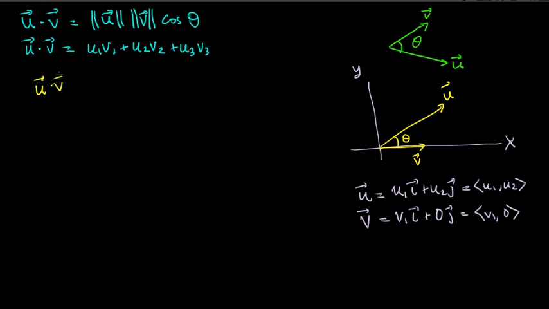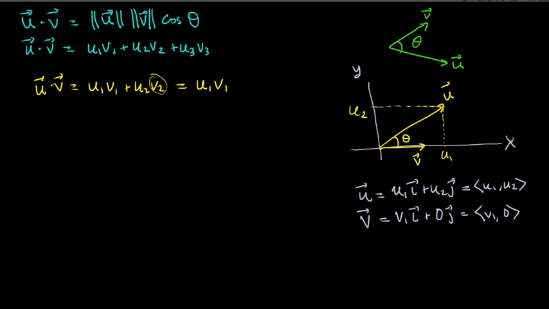u dot v is just going to be u1 v1 plus u2 v2. Remember, there's no third components here because they're in the plane. But remember, v2 is 0. So this is really just u1 times v1. So what's u1? Well, u1 is this number here. It's just the x component of u. So u2 would be up here somewhere.